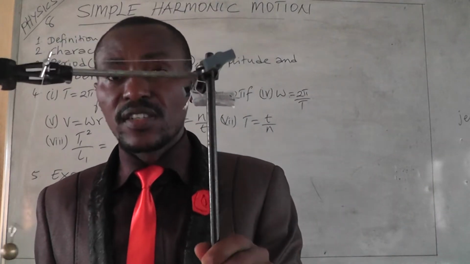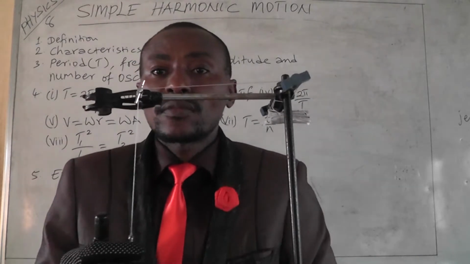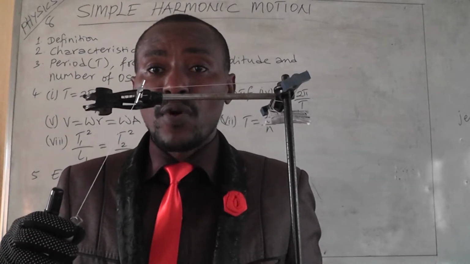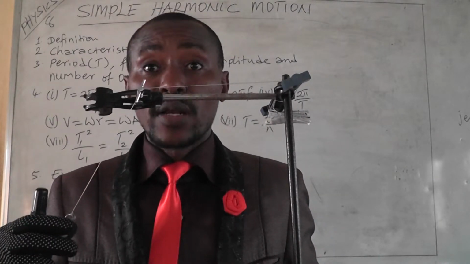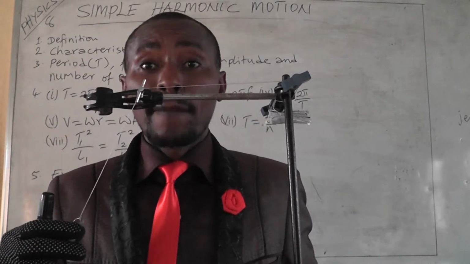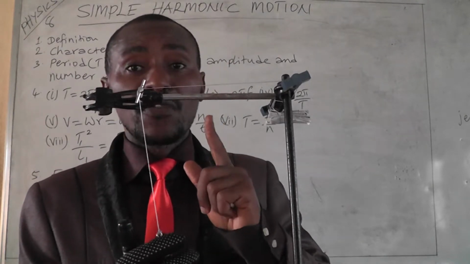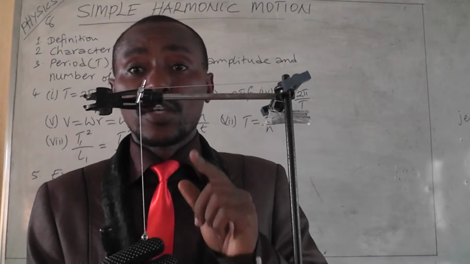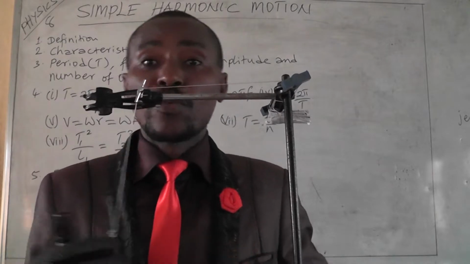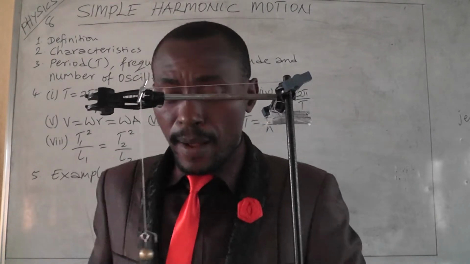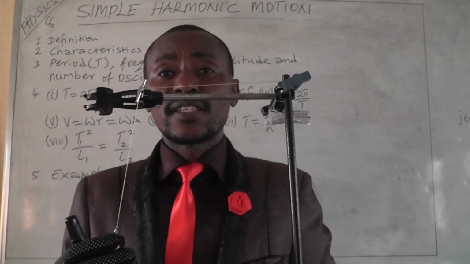Let's use this again. If I displace it from this point and it moves 1, 2, that is one oscillation. That is one period, because the time taken for it to cover one oscillation is what we refer to as period. If it moves to and fro, the time taken for it to move to and fro is one period.